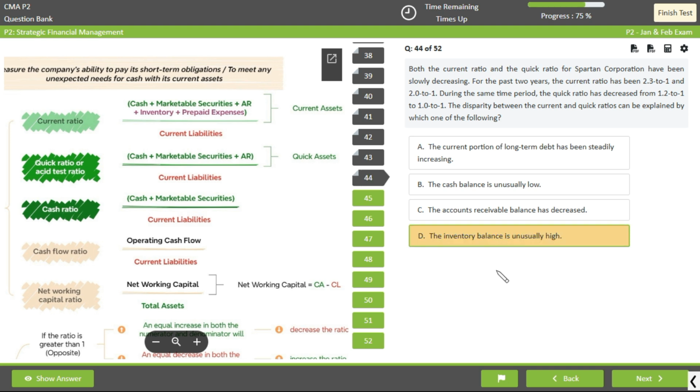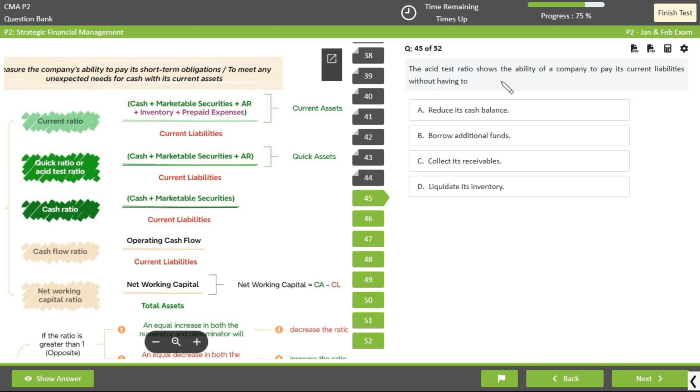Inventory balance is usually high. So whenever a question like this is given, the comparison will be of the inventory or the prepaid expenses. Next, the acid test ratio shows the ability of a company to pay its current liabilities without having to liquidate its inventory, because inventory is not included while calculating the quick ratio or acid test ratio.